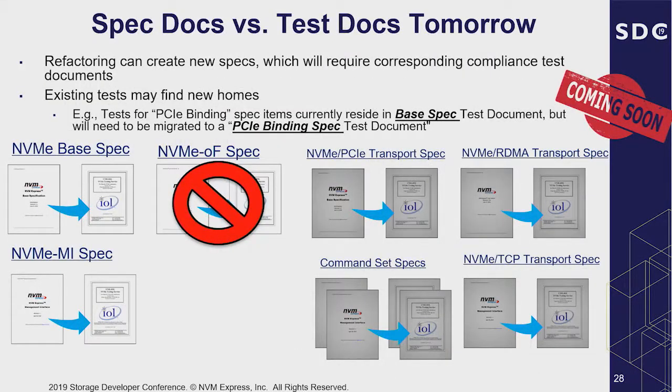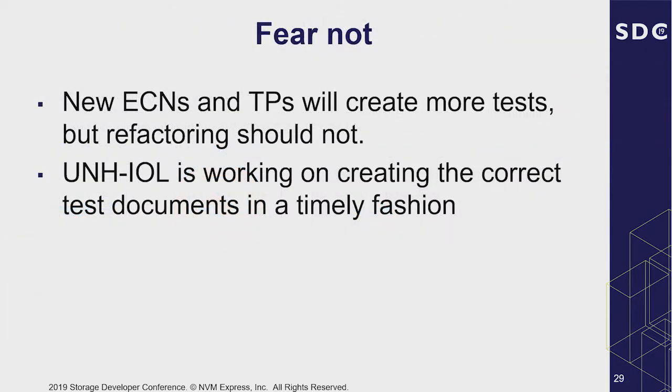When we go into refactoring, that's going to change. The fabric specification goes away. Parts of that go into the base specification. We end up with transport specifications for the different transports, and there are going to be independent compliance documents for those. Even command sets, which we just alluded to, will have separate compliance documents. So again, the number of places that need to be checked, the number of documents you need to look at for a particular product, has expanded, but the number of tests hasn't expanded. I'm going to show that on the next couple slides.